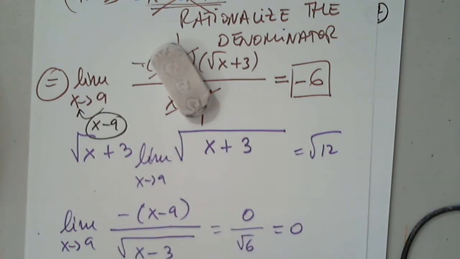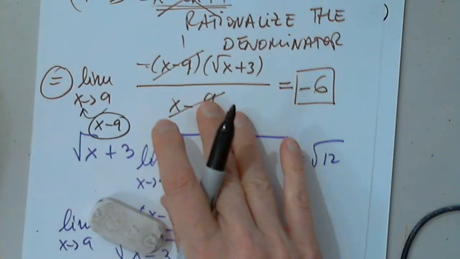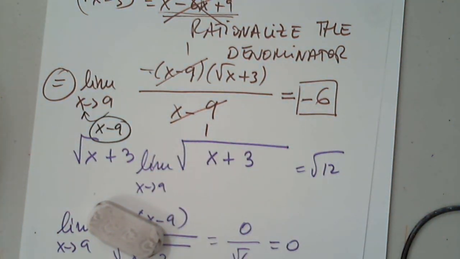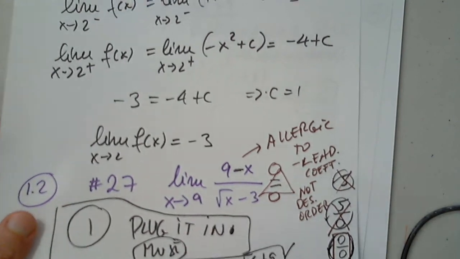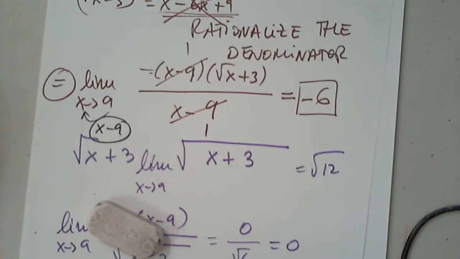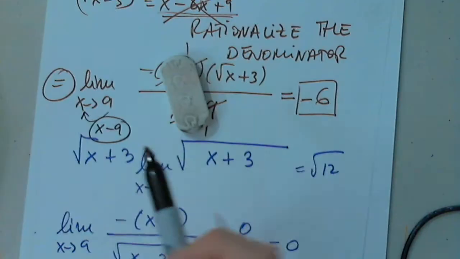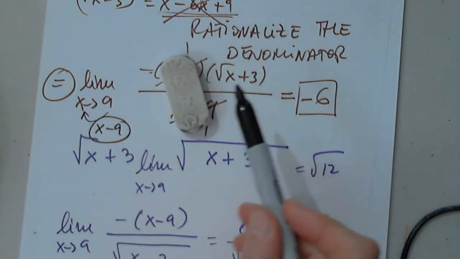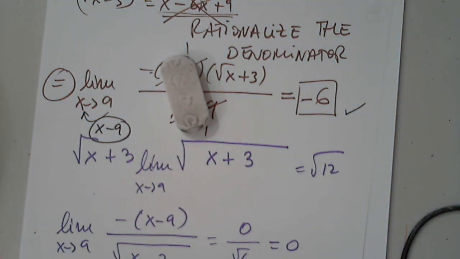Because that is the problem. That is the quantity, the factor that creates 0 over 0 from the beginning. That was the issue. So I was hoping to get rid of x minus 9. It worked. And now I'm applying the limit. The square root of 9 is 3. 3 plus 3 is 6 with minus in front. And now the limit exists and is negative 6.